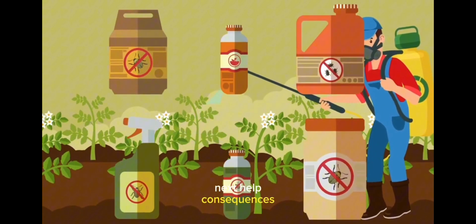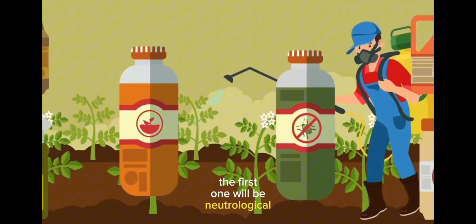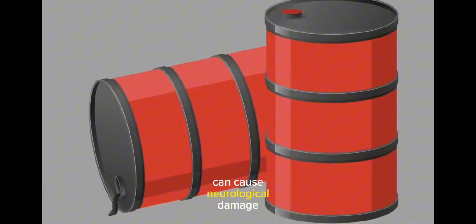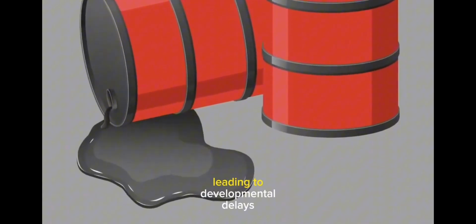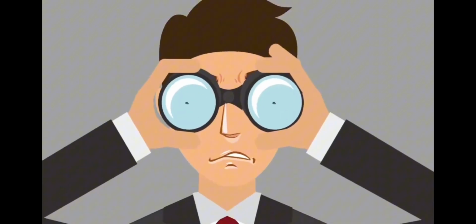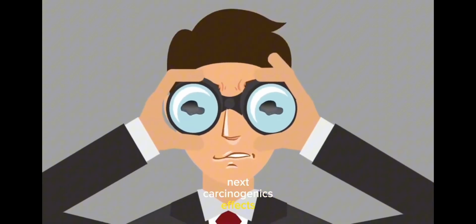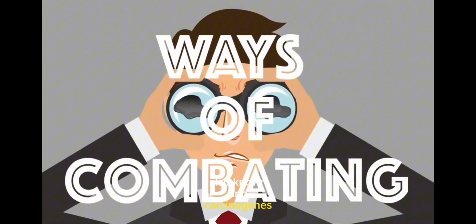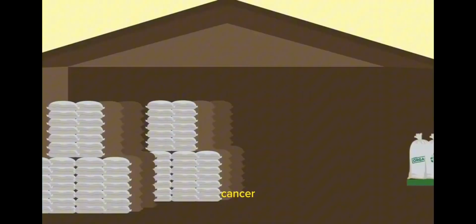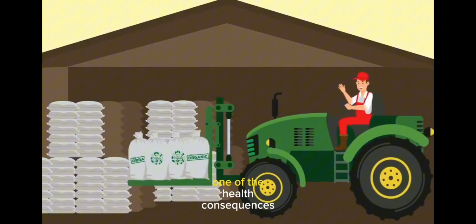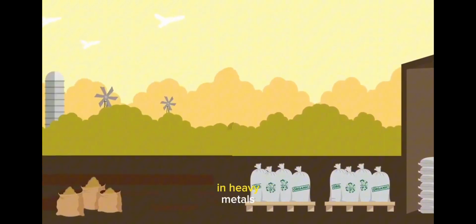Next, health consequences. The first one will be neurological issues. Heavy metals like lead and mercury can cause neurological damage, especially in children, leading to developmental delays, learning disabilities, and behavioral problems. Next, carcinogenic effects. Some heavy metals such as arsenic and chromium, also known as carcinogens, can increase the risk of cancer in exposed individuals.